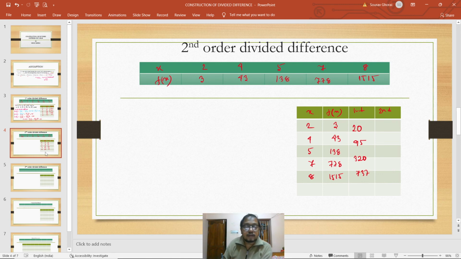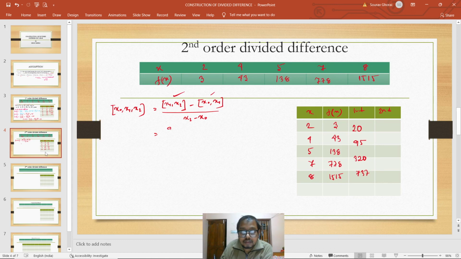Similarly, now we have to find the second order divided difference table. The second order divided difference will be considered like [x0, x1, x2], which is equal to ([x1, x2] - [x0, x1]) divided by (x2 - x0). What are the values of [x1, x2] and [x0, x1]? Already these are the first order values, and we already know them. So this is (95 - 20)/(5 - 2), and this will be 25. So here we write 25.